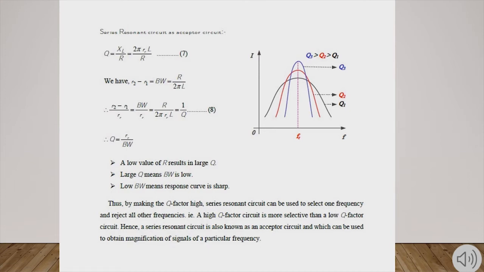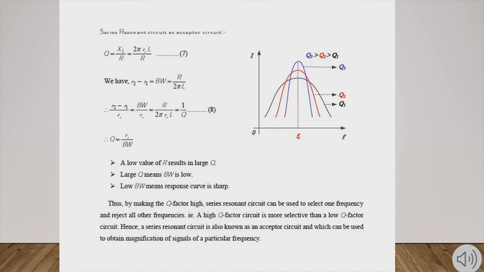Series resonance circuit as acceptor circuit. Q equals XL by R, which equals 2 pi Fr into L by R. We have F2 minus F1 equals bandwidth, which equals R by 2 pi L. F2 minus F1 by Fr equals bandwidth by Fr, which equals R by 2 pi Fr into L, which equals 1 by Q. Q equals Fr by bandwidth.